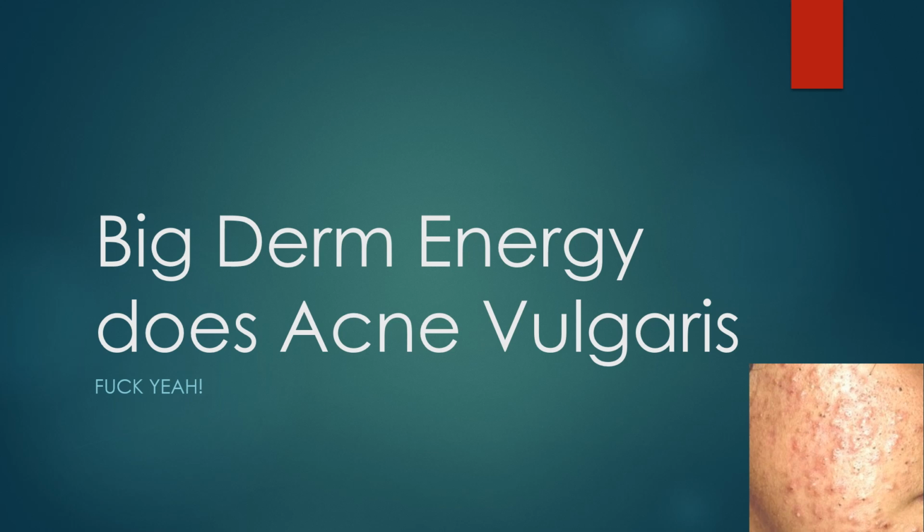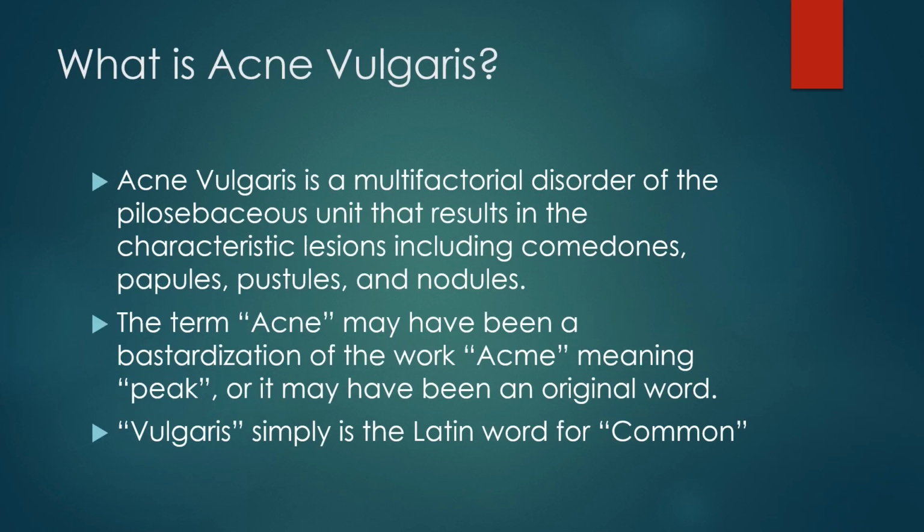Today, Big Derm Energy does Acne Vulgaris. And what is Acne Vulgaris? Well, Acne Vulgaris is a multifactorial disorder of the pilosebaceous unit that results in the characteristic lesions including comedones, papules, pustules, and nodules. And as I always try to do with each lesson, here is a little bit about the derivation of the word. The term acne may have been a bastardization of the word acme, meaning peak, or it may have been an original word. Truth be told, no one actually knows. And vulgaris is simply the Latin word for common.